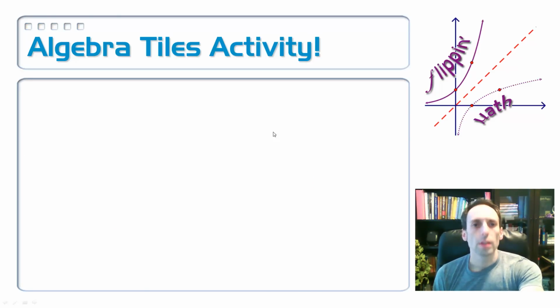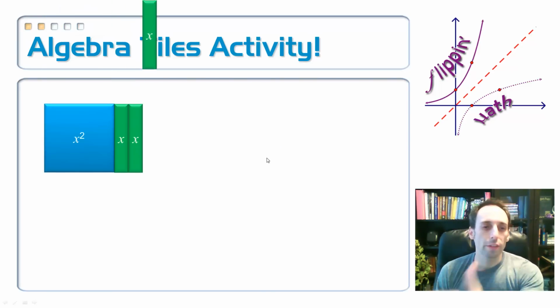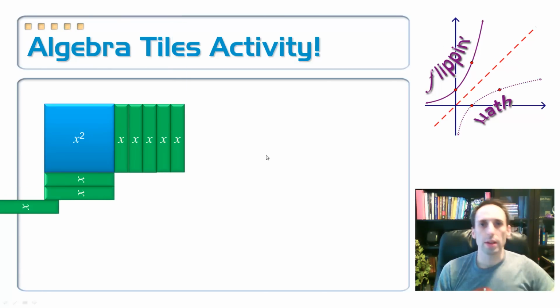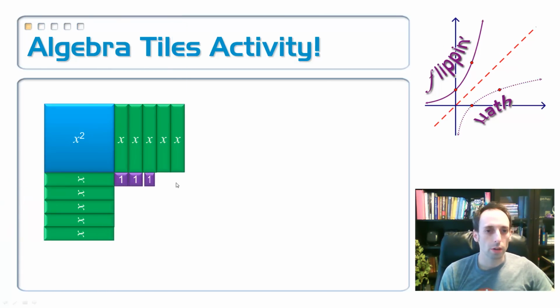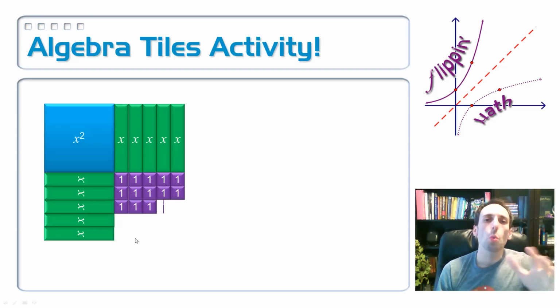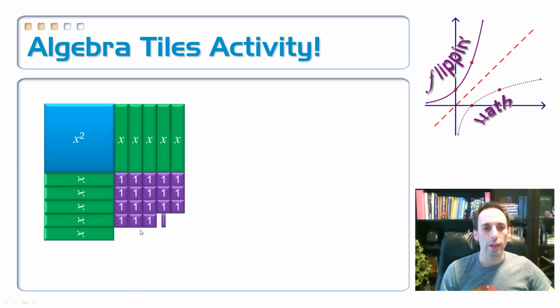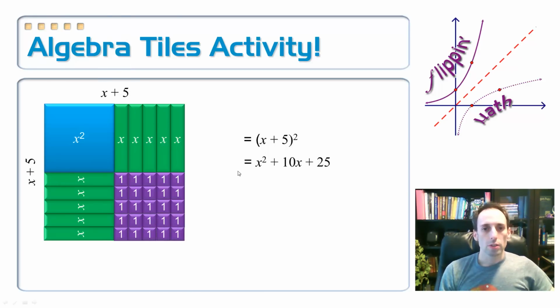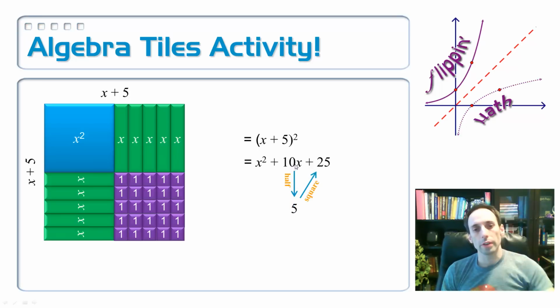Okay. So last one was x squared plus 10x. So I need a big square, 10 of those green rectangles, put 5 of them on one side, put 5 of them going down, and I'm left with a huge gap here. It's a 5 by 5. 5 times 5 is 25. I need 25 of those tiny little squares to fill in that hole. And that's going to make an x plus 5 times an x plus 5. So algebraically, I'm looking at the middle term, 10. Take half of it, I get my 5. I square that number, and there's my 25.